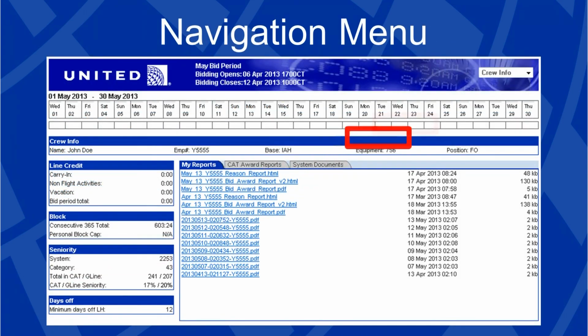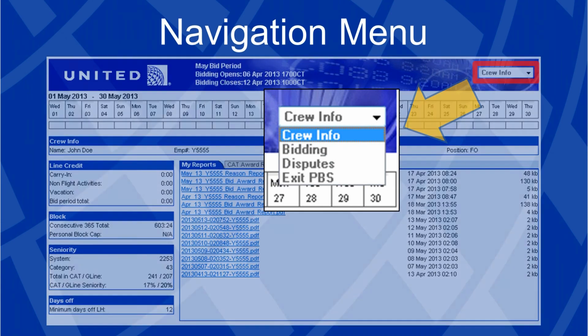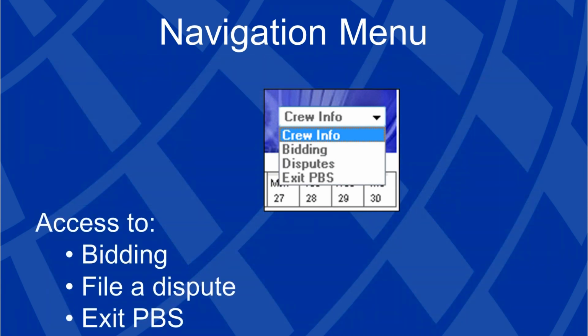Finally, in the upper right corner of the screen, you'll see a drop-down menu. From here, you can access the bidding area of PBS, file a dispute if you believe that your award was an error, or exit the PBS bidding system. This drop-down menu should always be used to exit PBS rather than simply closing the window. When you use the Exit PBS option, PBS checks to see if you have any unsubmitted bid groups and will notify you if you do. When you simply close the window, this check is not performed.